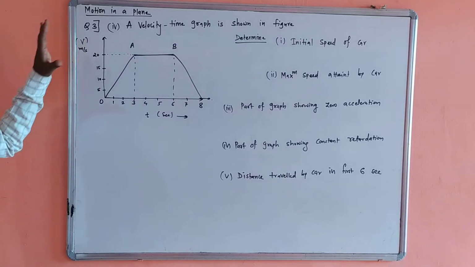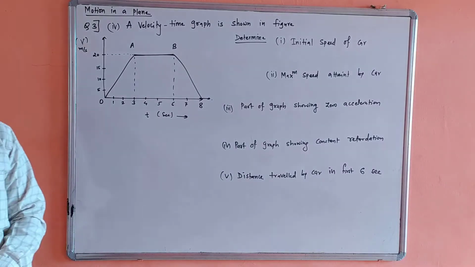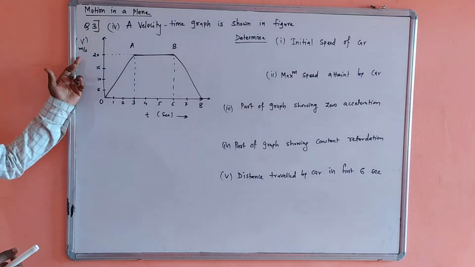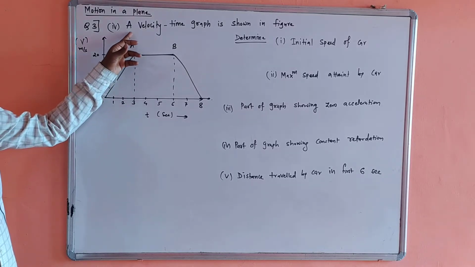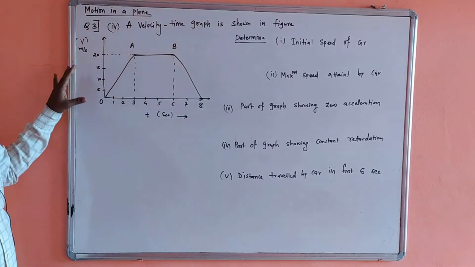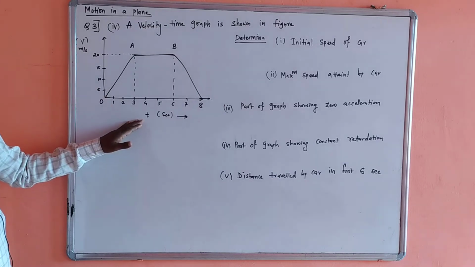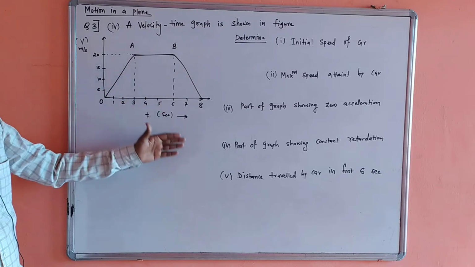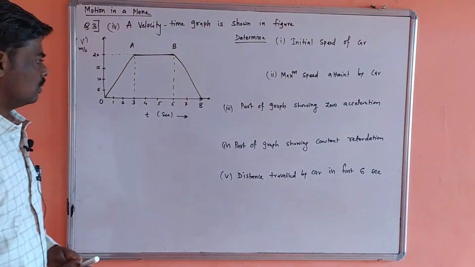Now this is our next problem in the chapter motion in a plane. The problem is based on graph, velocity versus time graph. Question is like this. A velocity time graph is shown in the figure. This is the figure where velocity versus time graph is given to you, and some questions are asked on this graph. First question, initial speed of car.